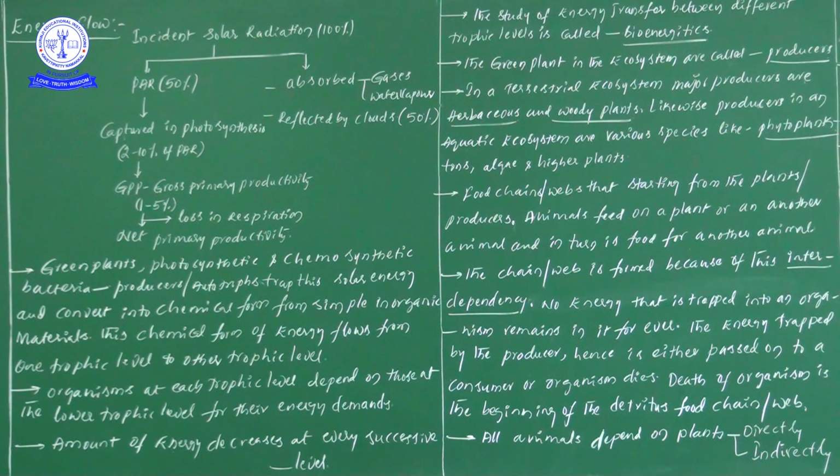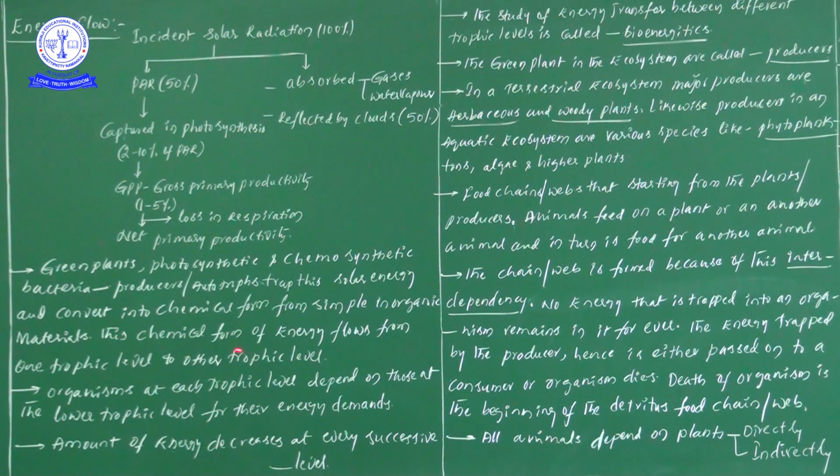These producers or autotrophs trap the solar energy and convert it into chemical form. Chemical form here means organic matter. From where? From simple inorganic materials. In this case, simple inorganic materials come together and are involved in the formation of one chemical compound or chemical form. That is the point we are observing.